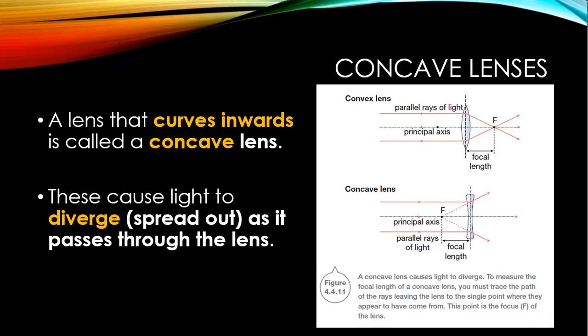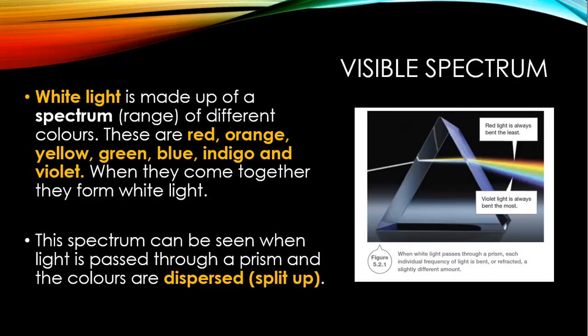A concave lens is a lens that curves inwards. These cause light rays to diverge or spread out as they pass through the lens. You can see that in the illustration here on the right, where you've got a convex lens and a concave lens. You can see that with a convex lens, the rays of light come together or converge on the other side of the lens, whereas with a concave lens, we measure the focal point on the inside, or the side which we are passing the light through. Okay, we'll talk more about that in a minute.